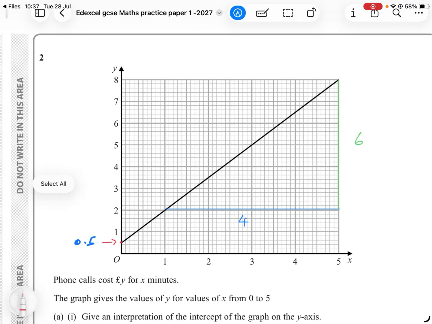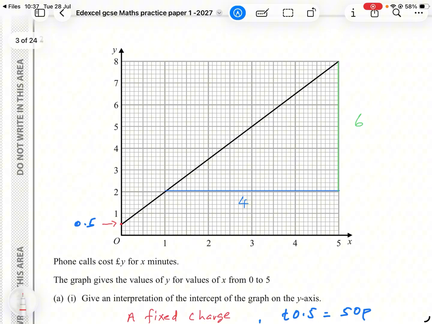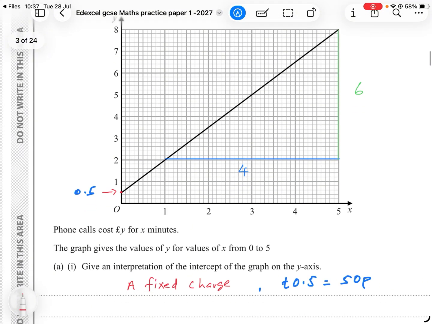Hi, I'm going to walk you through question 2. Phone calls cost pounds Y for X minutes. The graph gives the values of Y for values of X from 0 to 5. Question A: give an interpretation of the intercept of the graph on the y-axis.